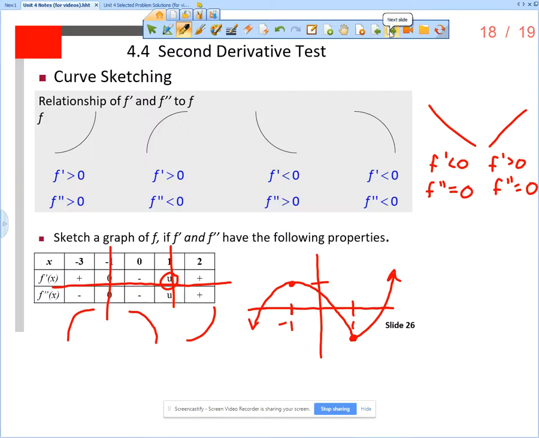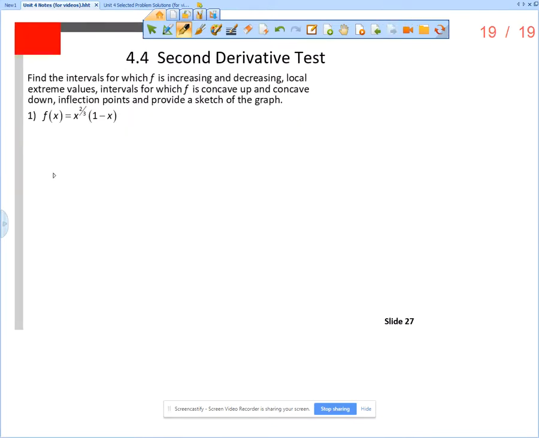So that's what slide 27 says, okay? It says find the intervals for which f is increasing, decreasing. So that's going to be first derivative test. Local extreme values, first derivative test. Intervals for which f is concave up, concave down, second derivative test. Inflection points, second derivative test. And then provide a sketch that would be first and second derivative sign analysis combined.